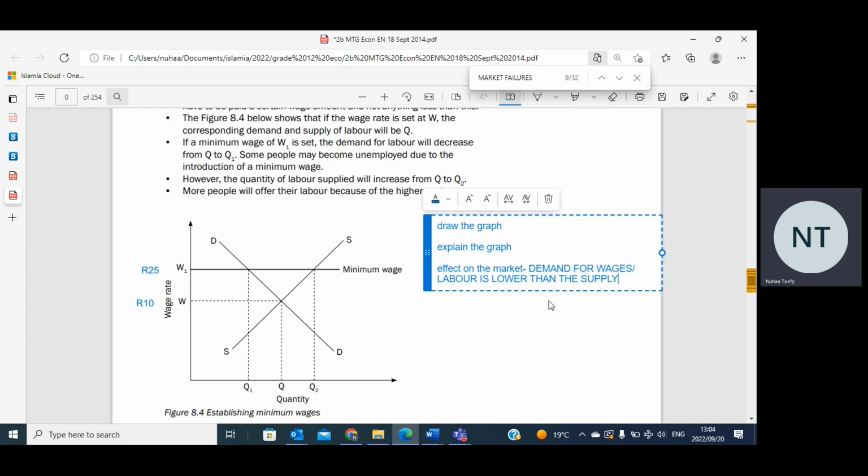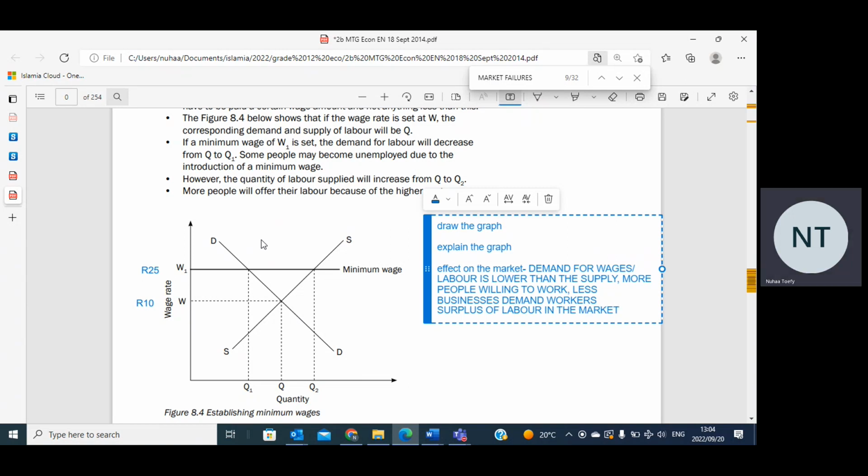What does that mean? That means that there's more people supplying the labor. There's going to be more people willing to work. And because the wage is higher, less businesses demand workers, because they don't want to pay that extra amount. They will rather employ less workers, remain profitable, and pay them a higher wage of 25 Rand. So what does that actually result in the market? A surplus of labor in the market.